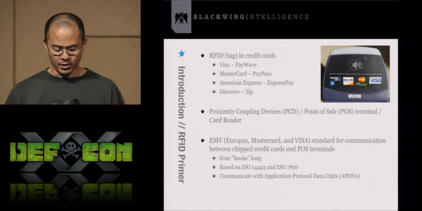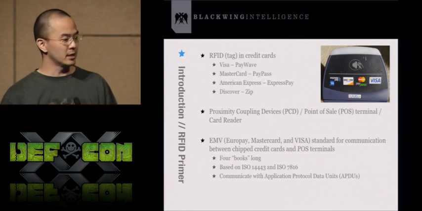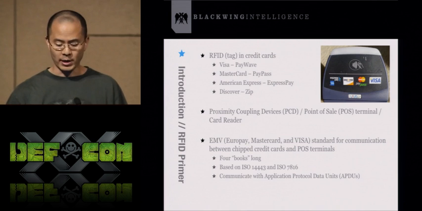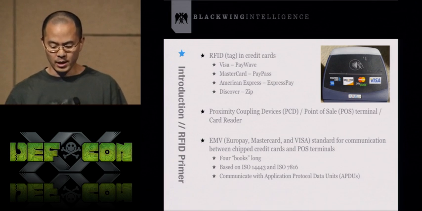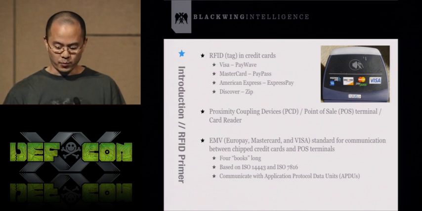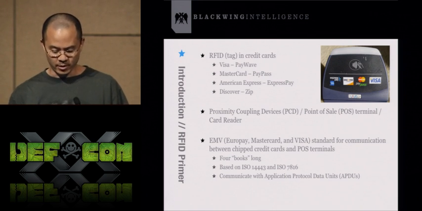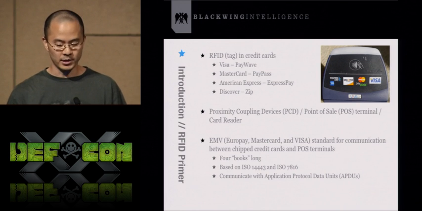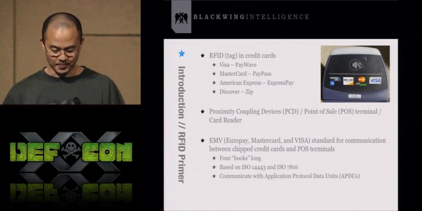Some terminology here. Proximity coupling devices is another name for credit card readers or RFID readers. The credit card ones in particular are called point-of-sale terminals. I'll be randomly using these terms interchangeably throughout the talk.